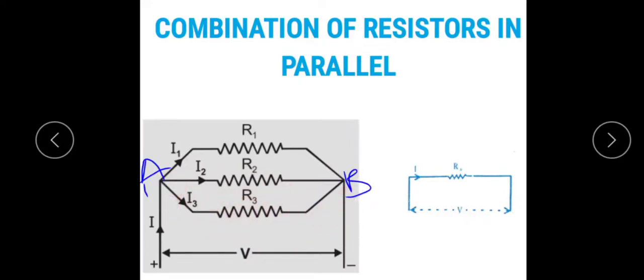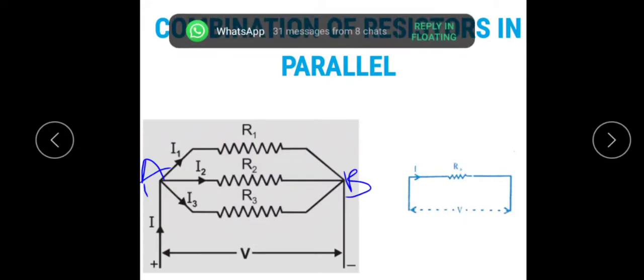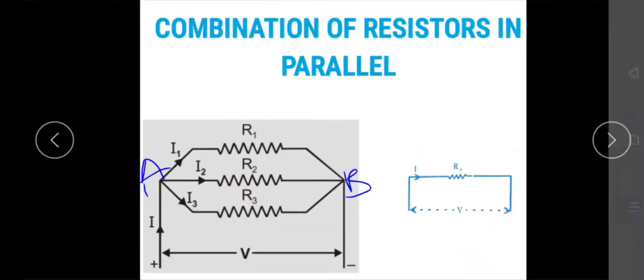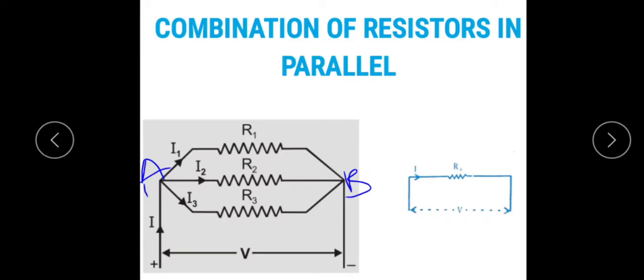So this is the definition. According to this definition, resistors are said to be connected in parallel when they are connected between two common points. A and B are the common points. If many resistors are connected to only two common points, that type of connection we call a parallel connection.